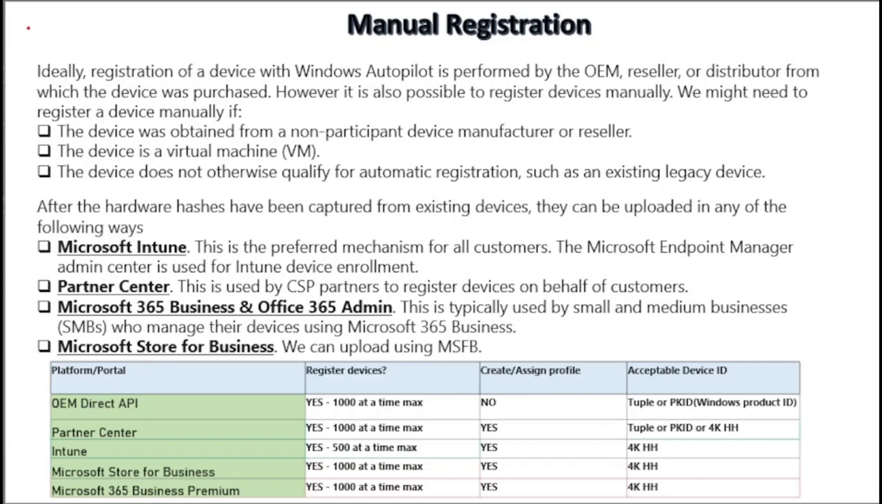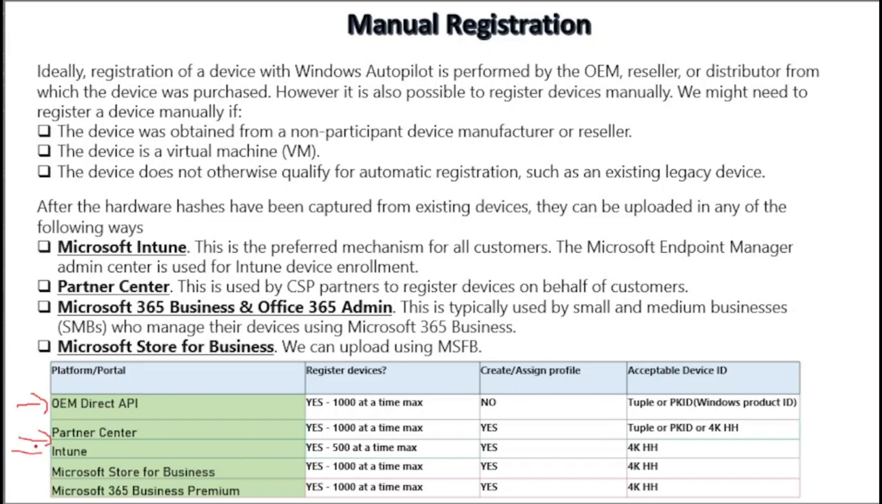This table is showing what we can do when we are uploading the hardware hash with different portals. If we are using the OEM Direct APIs portal, then we can upload up to 1000 hardware hashes at a time. But we cannot create or assign deployment profiles, and we have to use tuple or PKID, also known as Windows Product ID, for uploading the hardware hash. If we are using Partner Center, again we can upload up to 1000 hardware hashes at a time, and we can also create and assign deployment profiles. In that case also, we need to upload the device information using either tuple or PKID.